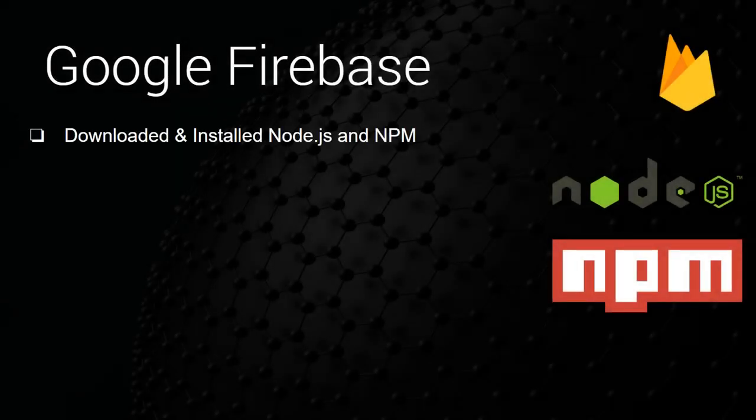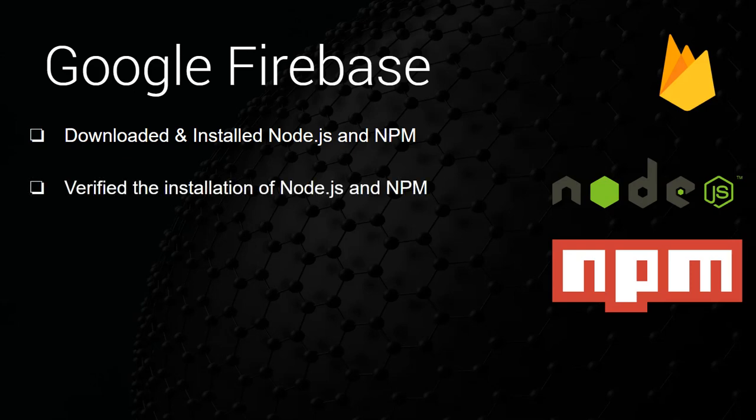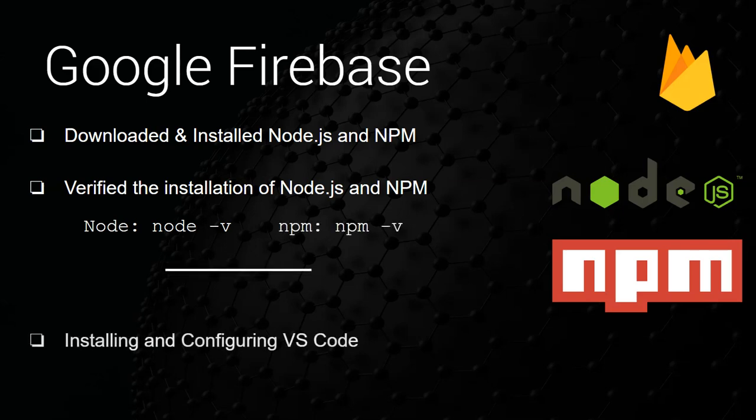So thus far, we have downloaded and installed Node.js and NPM. We verified the installation of both by providing the node version command as well as the npm version command. In the next video, we're going to be installing and configuring VS Code.